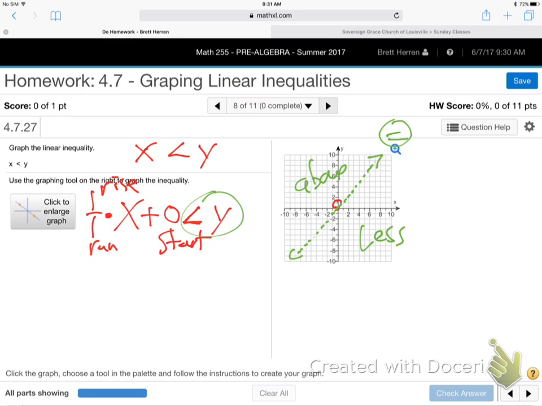Now, look carefully at the y. Let me give you a second. Try to figure out the shading on your own for a second. If you have not, I want you to think about it, it's valuable. Decide which side should be shaded.